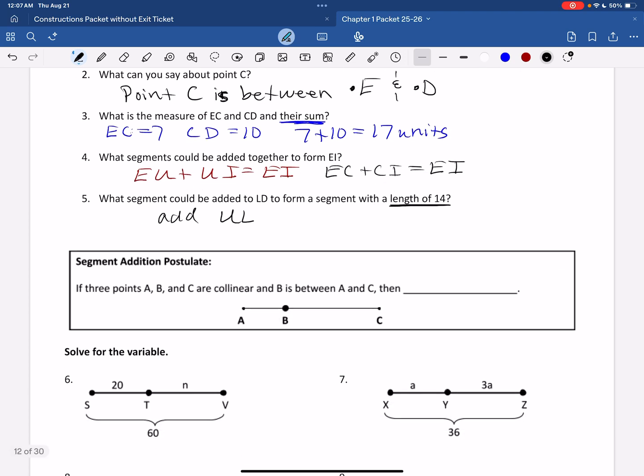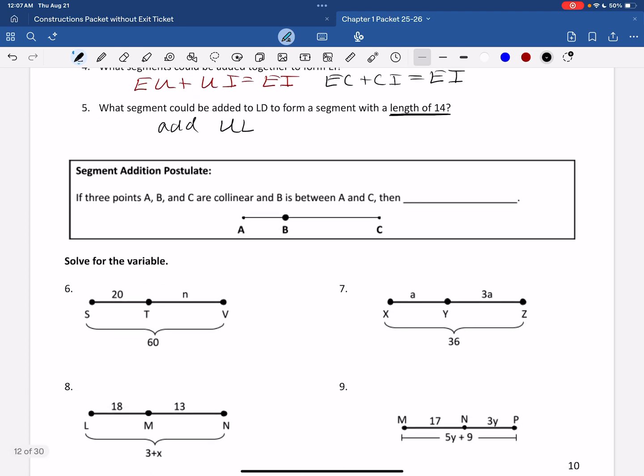All right, so now let's look at the actual postulate. What does the segment addition postulate say? It says that if I have 3 collinear points where A and C are the ends and B is in the middle, that says that AB plus BC is equal to AC.